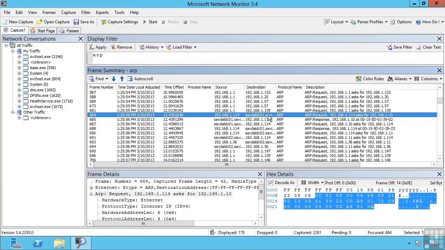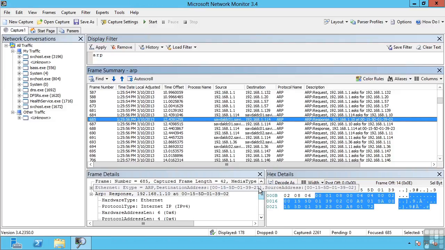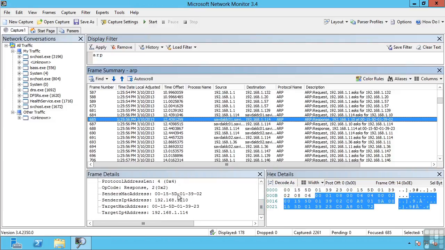This was a broadcast sent over the entire network, sent to everyone on the network. This is then a response, and the response is telling it, okay, here is my MAC address for my IP address. So now that sender, the one who wanted to communicate with that machine, now knows the MAC address, and now they can communicate using that MAC address information.